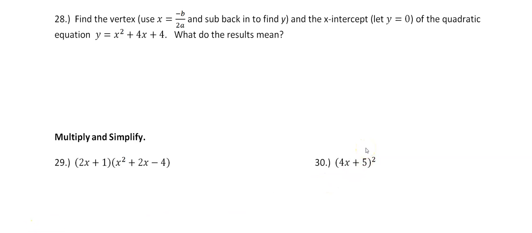And in this one, it asked me to find the vertex using the old opposite of b over 2a. So for this one, opposite of b is a -4, all over 2 times a, which is a 1. So that gives me -4 over 2, which is a -2. And now to find the second half of this vertex, I have to plug that back in. So I plug it in to find the y value.